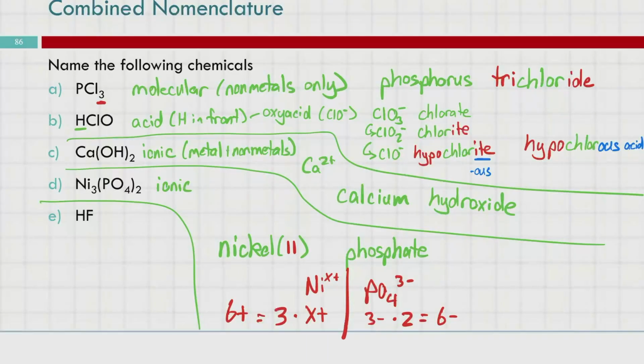And then last but not least, we've got HF. What kind of chemical is HF? It's an acid. We know it's an acid because of that H in front. And then we can figure out it's a binary acid. And binary acid means that we have hydro at the front, then the base, and we change the ending to ic, and we add the word acid at the end. So this is hydrofluoric acid. Did we have questions about any of those?